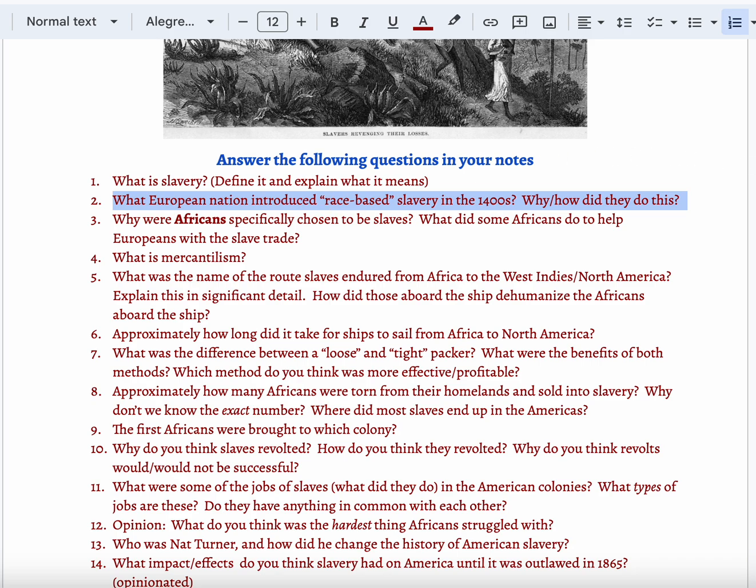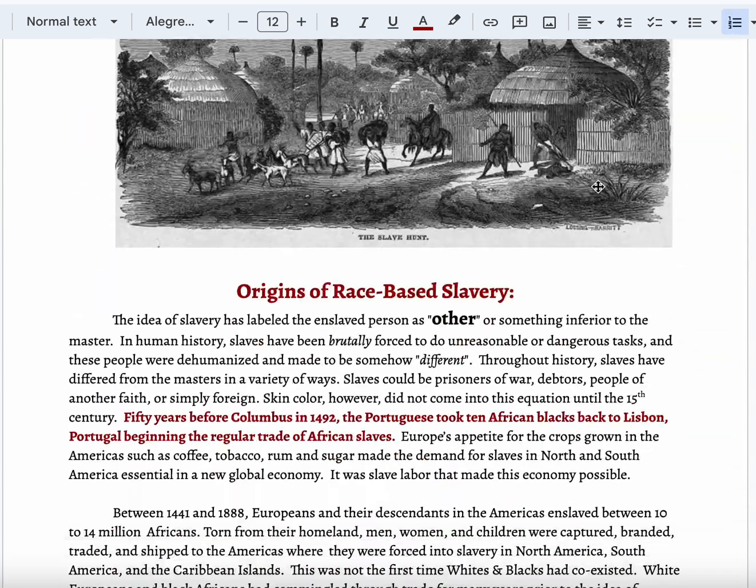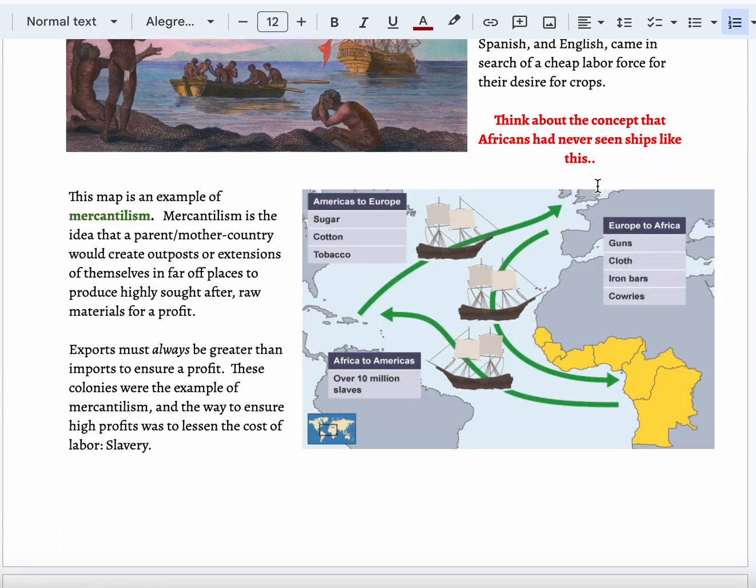It was Portugal that introduced race-based slavery in the 1400s. And if we think about why it was Portugal, if we look geographically on the map here, Portugal is right here where I have the mouse, which means it's a coastal country. It's the farthest westward of all of these European nations, also very close to Africa.